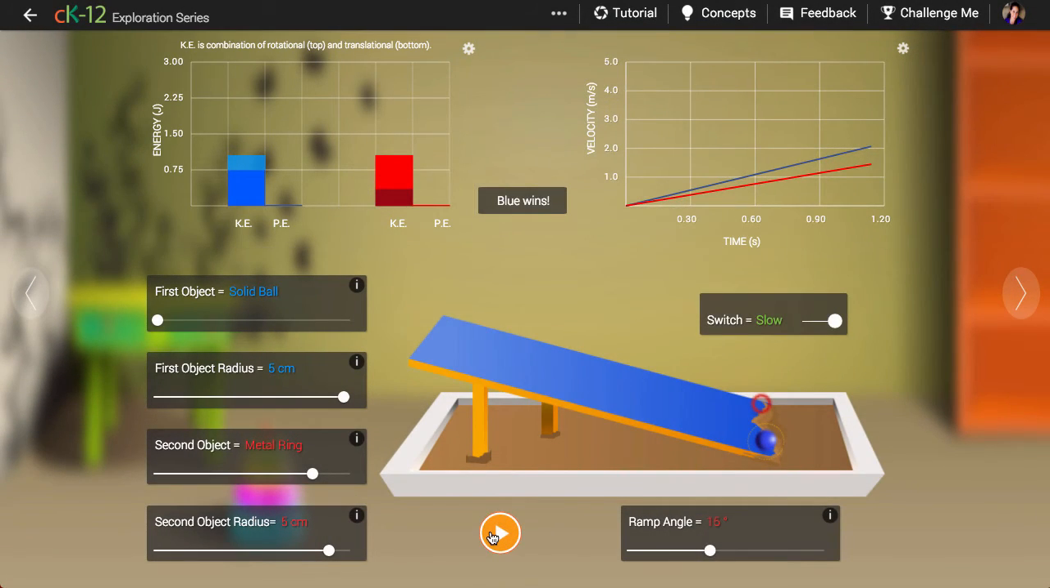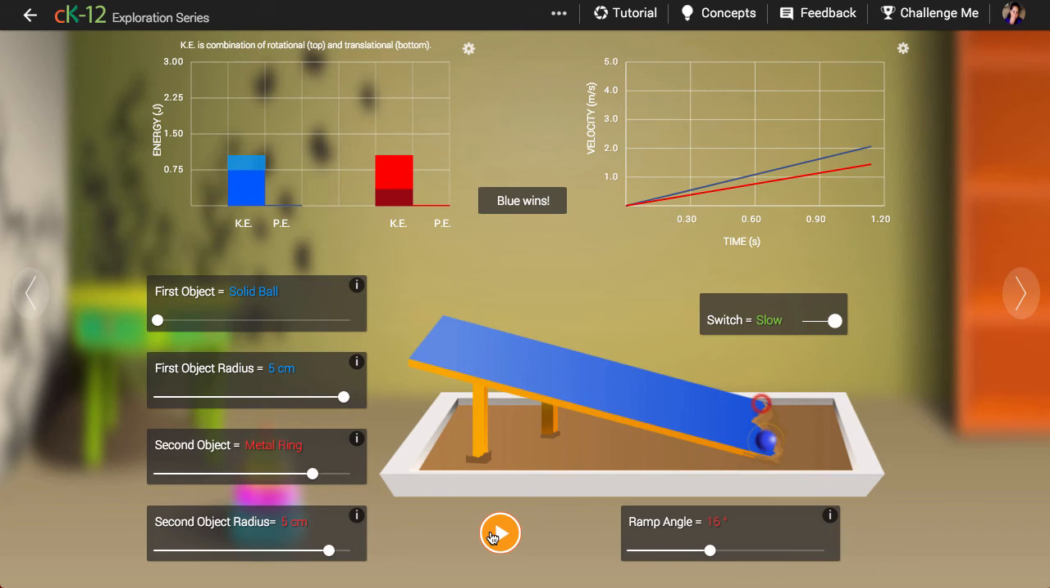Well, the ring has the highest rotational inertia of all the objects in our list. All of its mass is located far from its center. The ball has more mass located near the center, and so it has a lower rotational inertia. So more of the initial potential energy is used up getting the ring rolling without slipping.